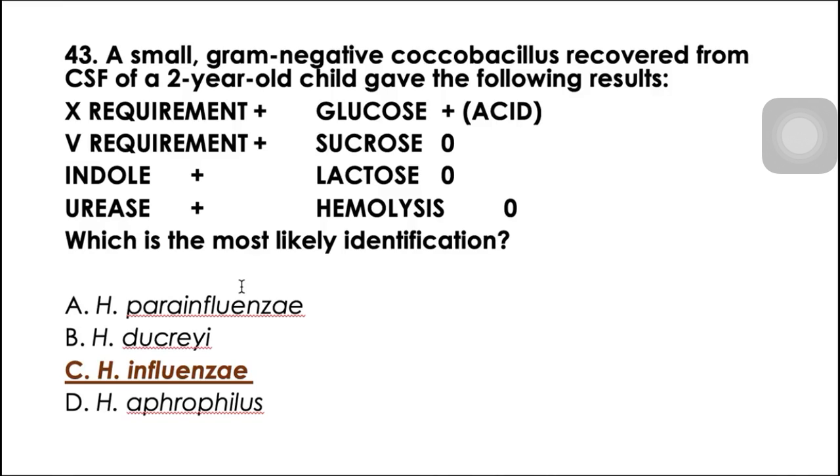So, a common cause of meningitis among children is also Haemophilus influenzae. Okay? And then, for Haemophilus ducreyi, again, this one requires the X factor. Haemophilus ducreyi is the cause of chancroid or soft chancre, which is characterized by having painful ulcerations in the genitalia. For number 43, we have letter C, Haemophilus influenzae.